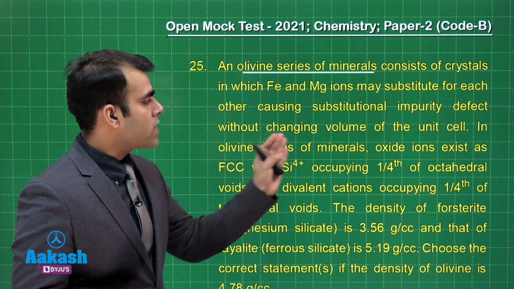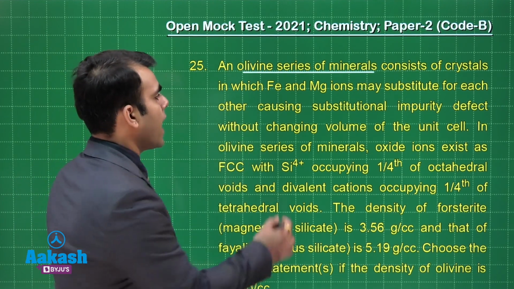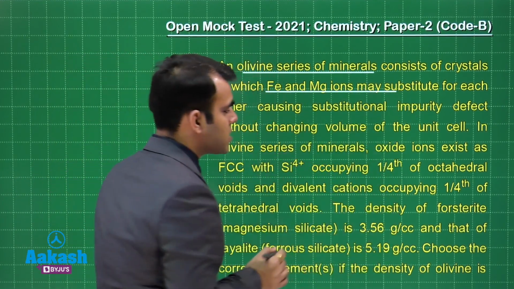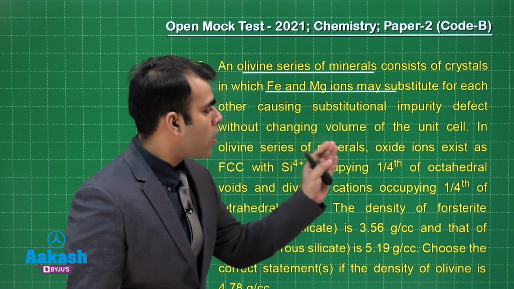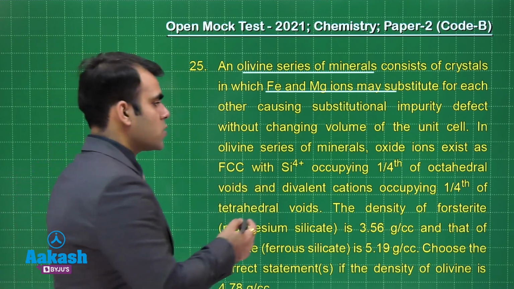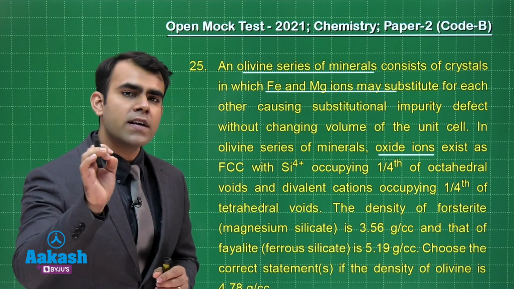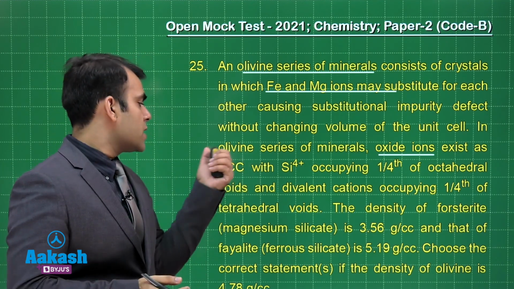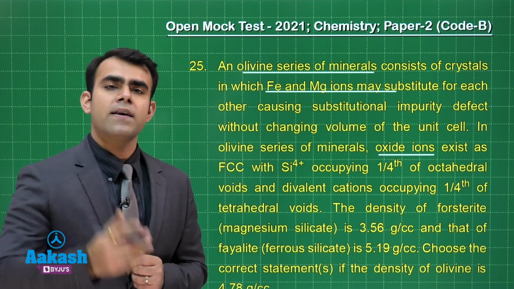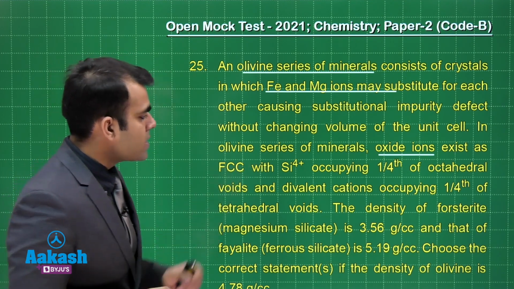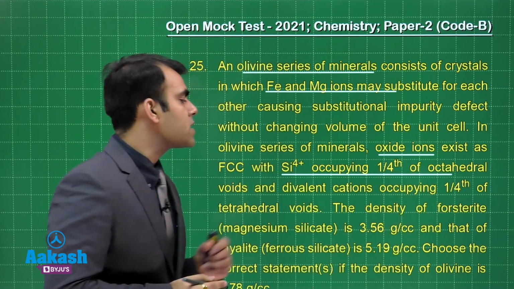So you have to see what the given conditions are. For example, here we have been given that iron and magnesium may substitute for each other. Second, in the olivine series of mineral, oxide ions exist as FCC. So here oxide ions, that is O2-, are present in FCC, at corners and face centers, and we know the contribution at corners and face centers is 4 in total, 1 from corners and 3 from face centers. And Si4+ occupies 1/4 of octahedral voids.